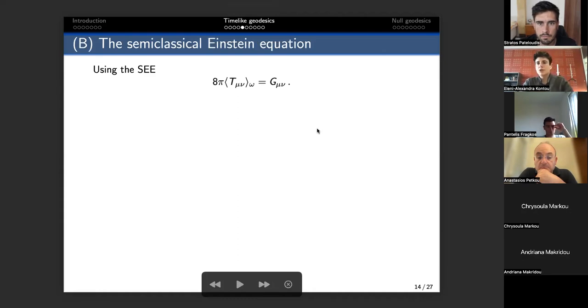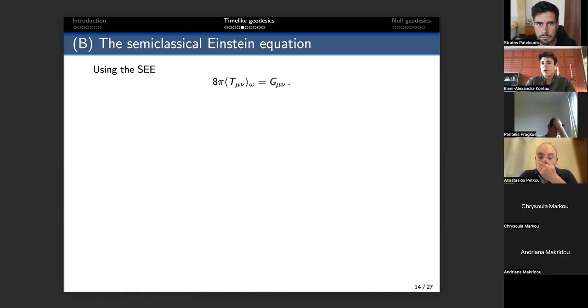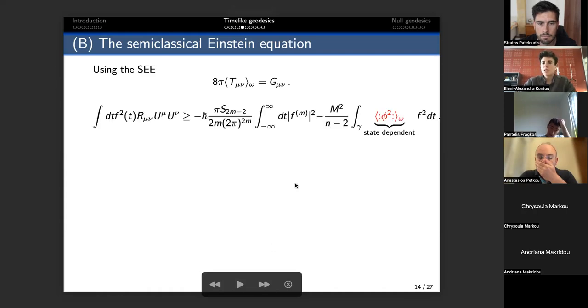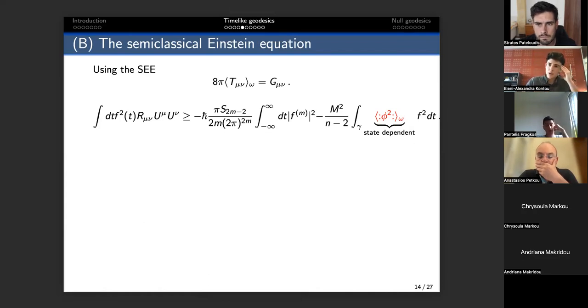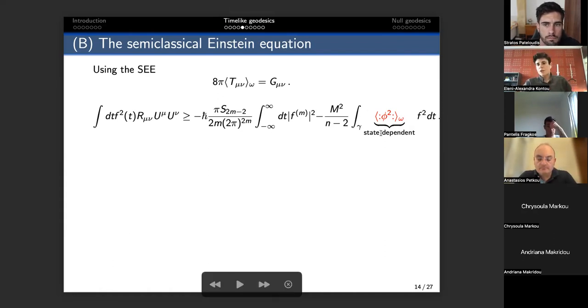The next step is to use the semiclassical Einstein equation, or SEE, to move from that bound to a bound on the curvature. As I said, this happens immediately. We don't actually look for solutions. That is a different and quite hard problem, to look for solutions of the semiclassical Einstein equation, but we just assume that there is such a solution for which our quantum inequality holds.